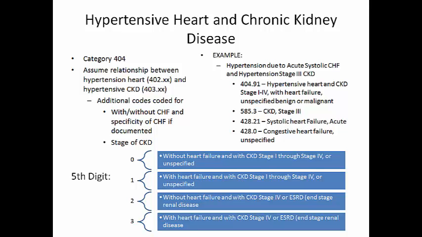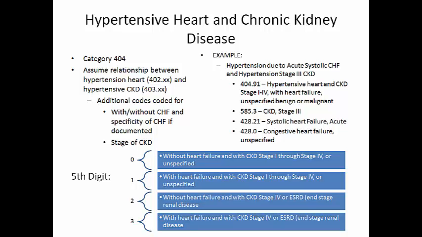Hypertensive heart and chronic kidney disease is coded in category 404. And again, ICD-9 assumes that relationship between hypertensive heart 402 and hypertensive chronic kidney disease 403, whether or not that condition is stated as such. So when the coder has a code from 402 and 403, the coder instead would code from category 404.